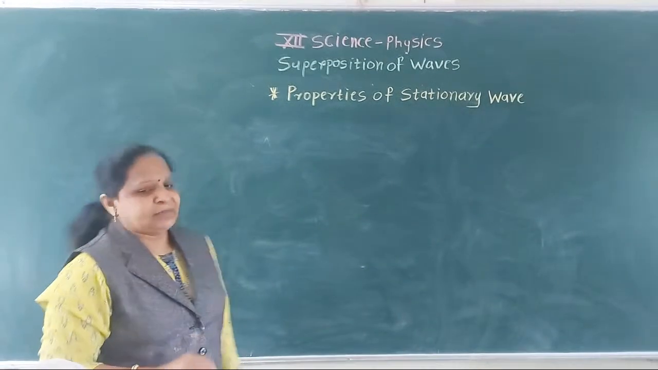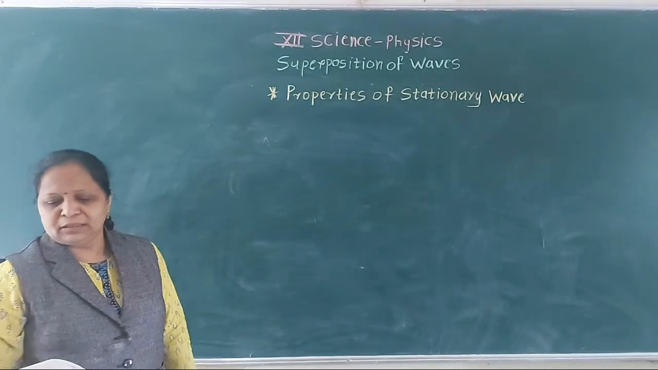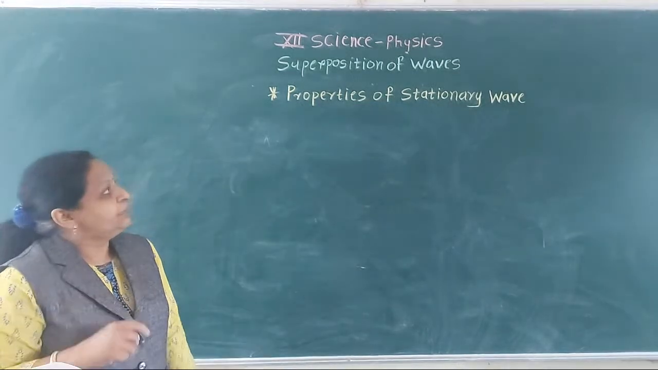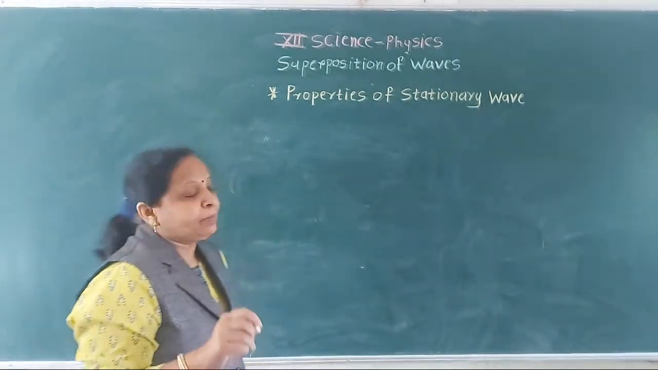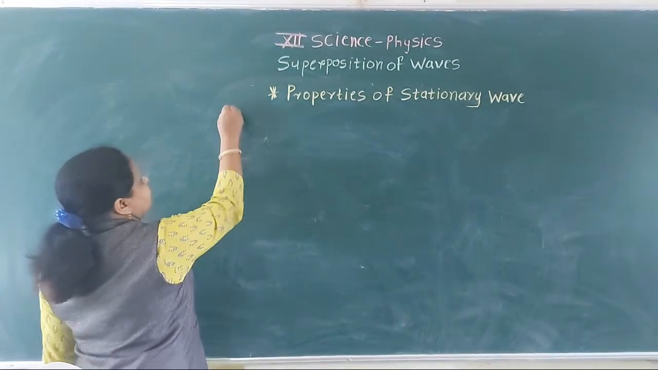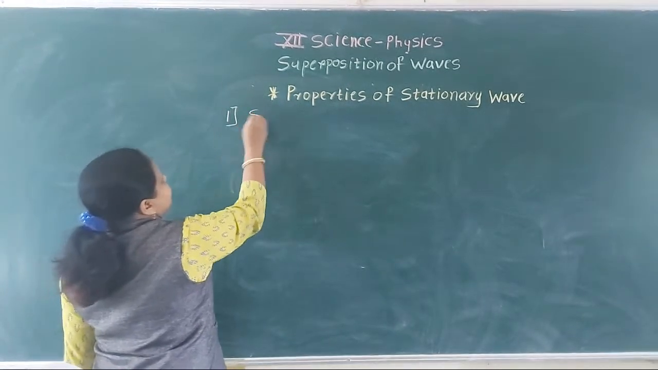Now, properties of stationary waves. What is the first property? Stationary waves are produced due to superposition of two waves. So which is the definition?